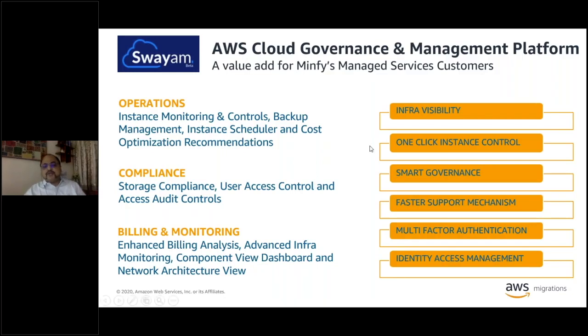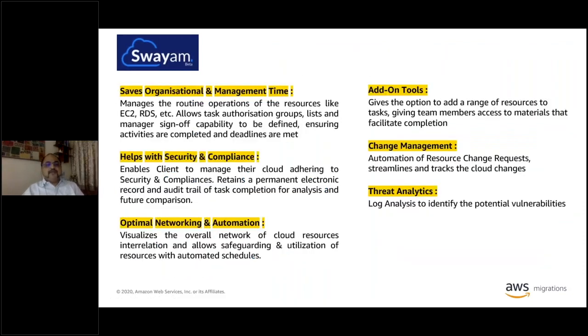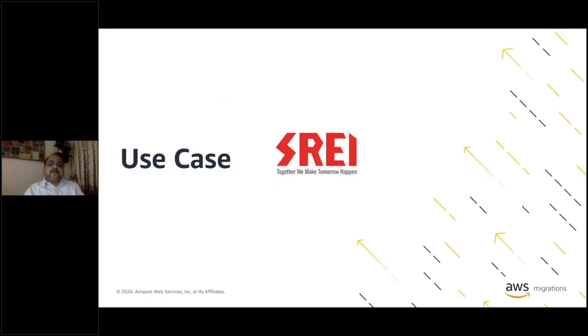Then there is MFA for Swayam, multi-factor authentication to make sure your data is safe, and identity and access management is provided using the application itself. So how does it help you? It saves organization management time, helps with security and compliance, and optimizes networking and automation. Add-on tools are there to add a range of resources to complete tasks. Change management is there, and threat analytics integration is also there, wherein you can go and visualize your threat portion.